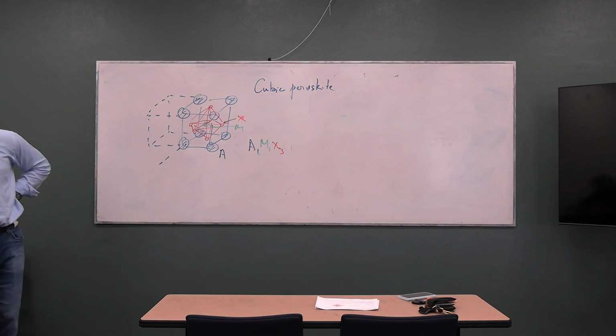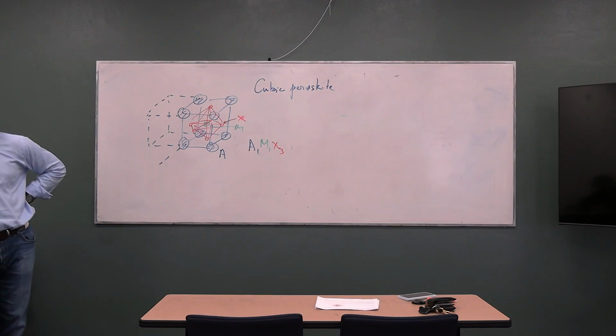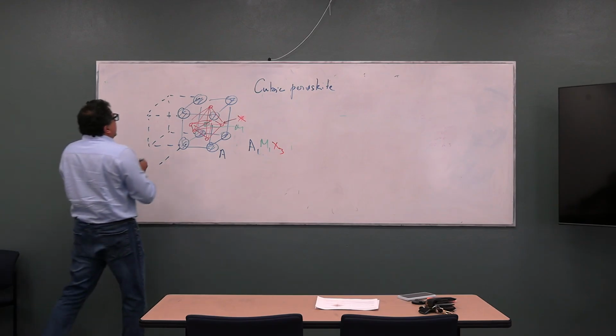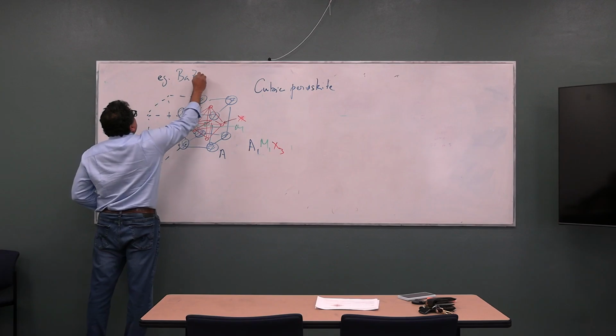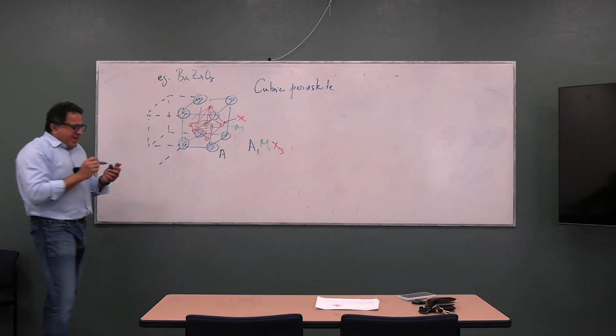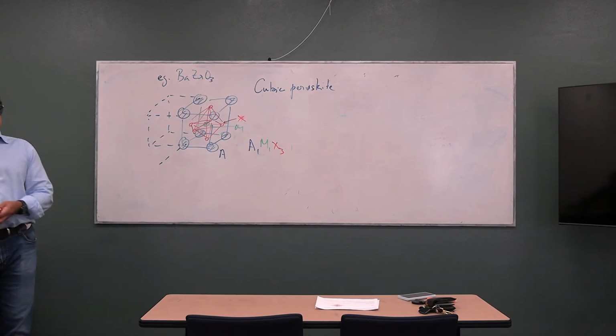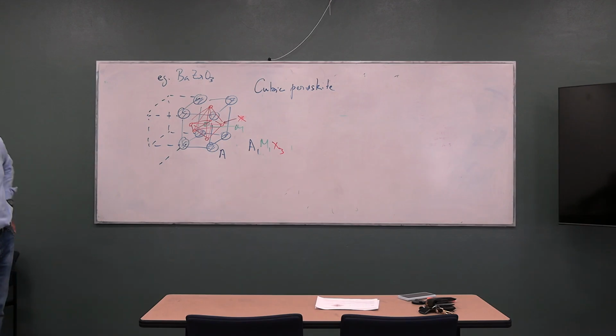For example, I would need the identity of the atoms. I'd need to know what the A atom is and what the M atom is. Yes? Example of a cubic perovskite is barium zirconium oxide. So the A atom is barium, the B atom is zirconium, and the X is oxygen. So how many parameters do you think I would need to describe the structure?